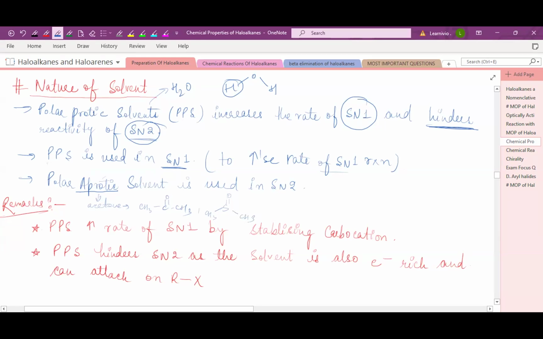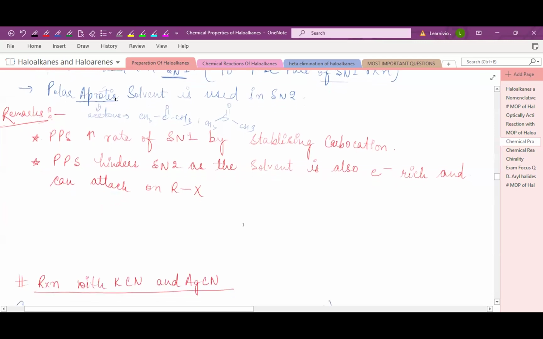So polar aprotic solvent increases the rate of SN2 reaction. In SN2 reaction we use the polar aprotic solvent, but we use polar protic solvent in the SN1 reaction to increase the rate of reaction. Clear to everyone? Yes. Yes.